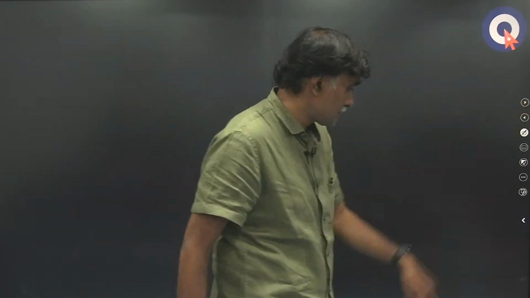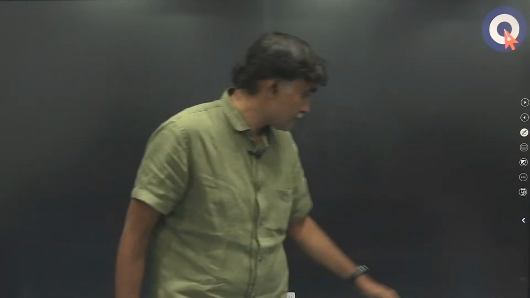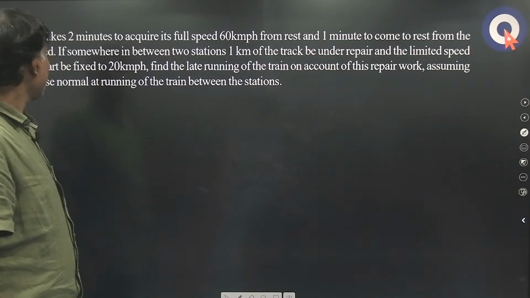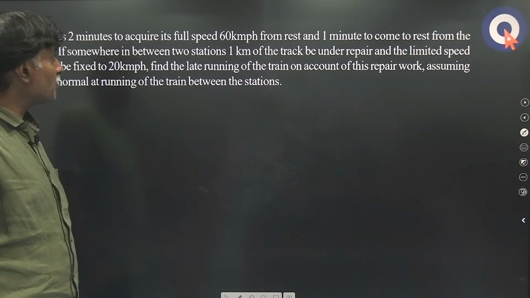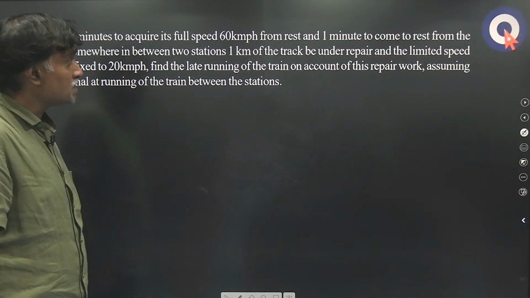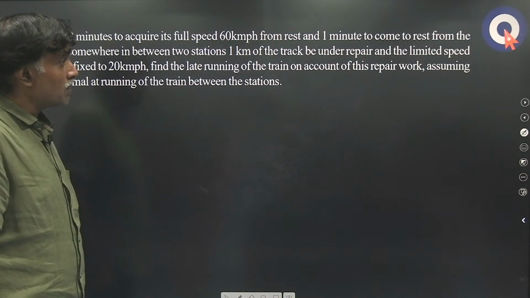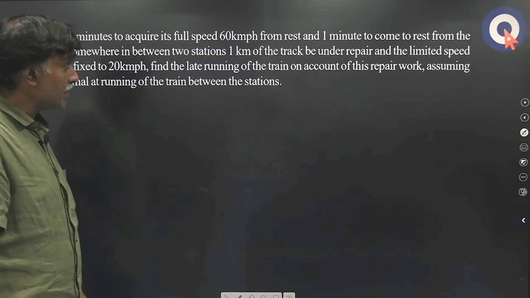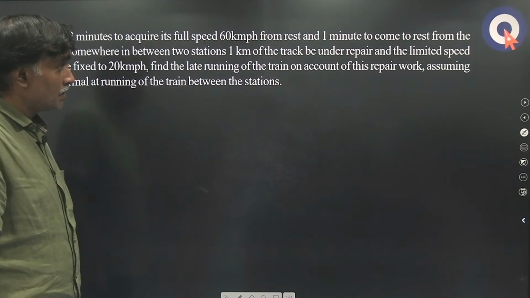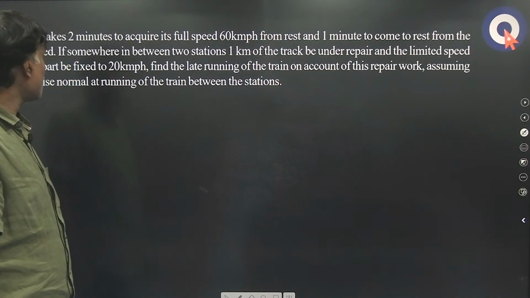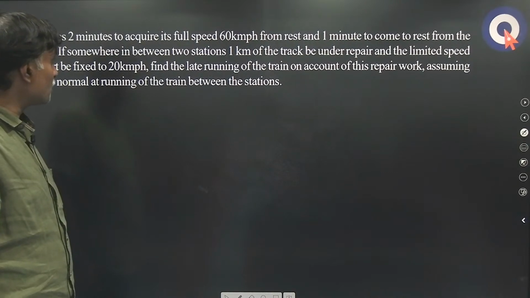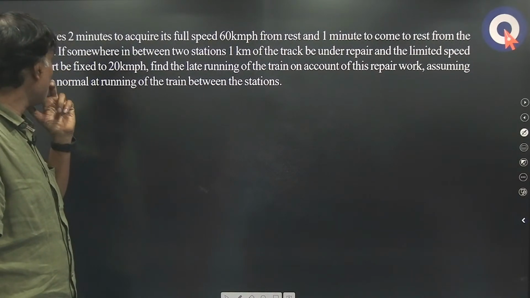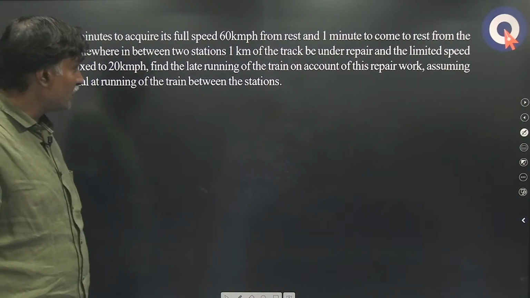Now next question. A train takes 2 minutes to acquire its full speed of 60 kilometers per hour from rest and 1 minute to come to rest from full speed. If somewhere in between two stations 1 kilometer of the track is under repair and the limited speed on this part is fixed to 20 kilometers per hour, find the late running of the train on account of this repair work, assuming otherwise normal running of the train between the two stations.